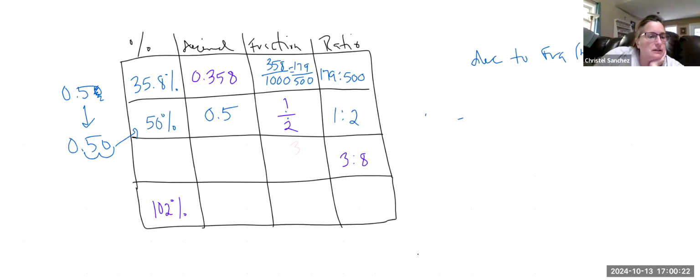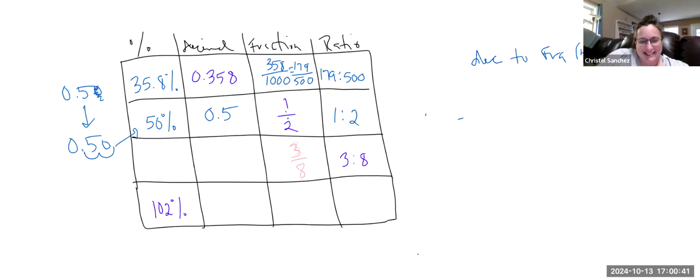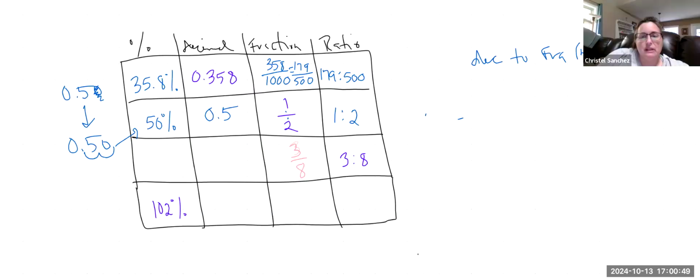Okay, so now what would be the next conversion we need to do? Decimal or fraction? Excuse me, decimal or percentage? Percent. Okay. That's decimal. Okay, so how are we going to get that decimal? What are we going to divide? 8. So 3 divided by 8.